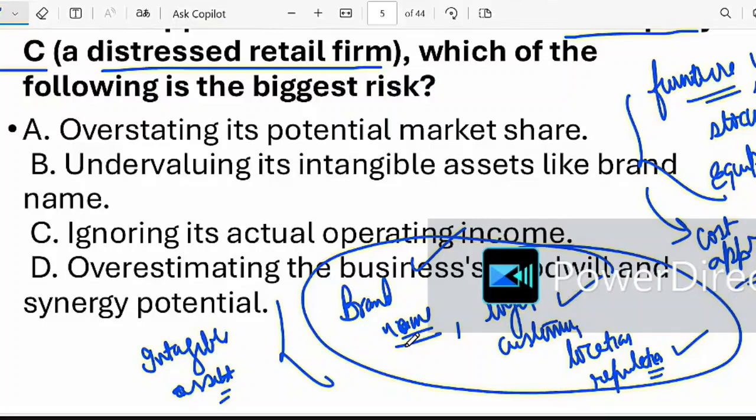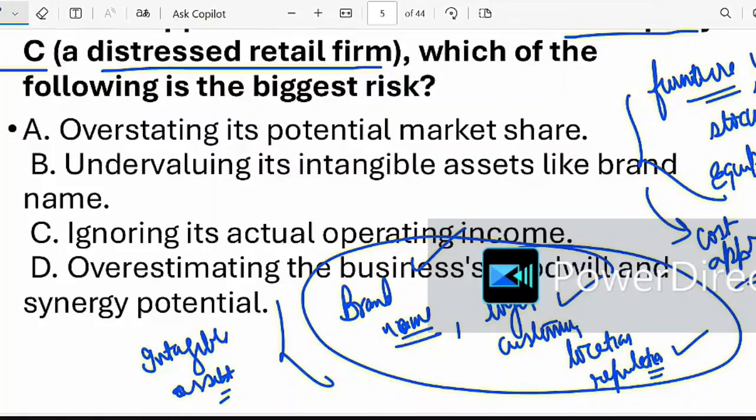So would you agree that even a shut down retail brand might still have some value left in its customer base? Obviously it has, right? In a distressed business we must be careful not to ignore the hidden value, especially in intangible assets like brand, like customer, right?